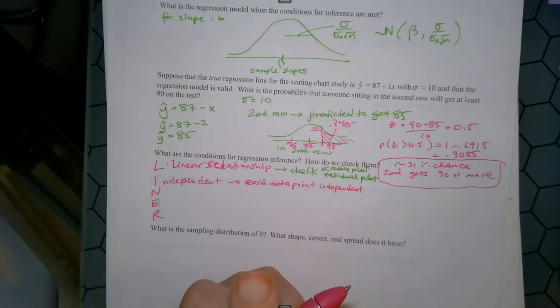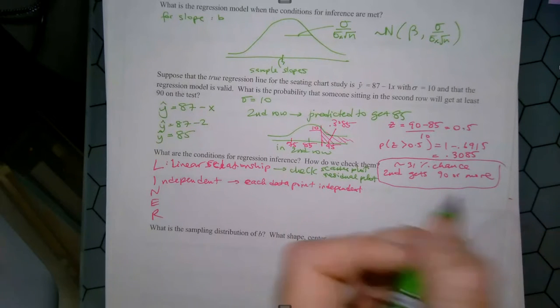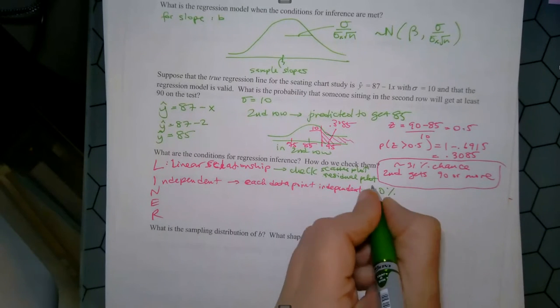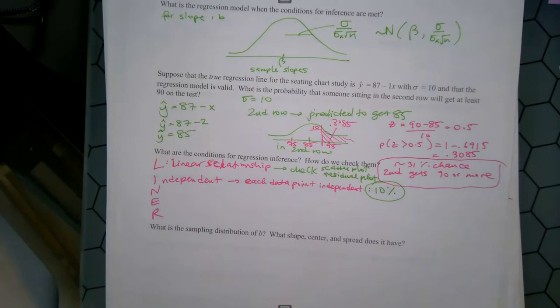When sampling without replacement, check the 10% condition. So that's going to be your 10% condition. Right? The 10% condition is actually always the independence condition.